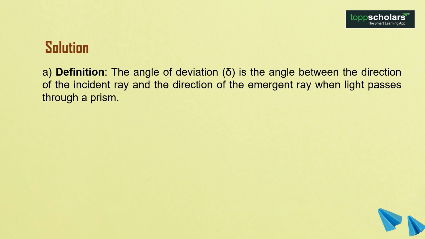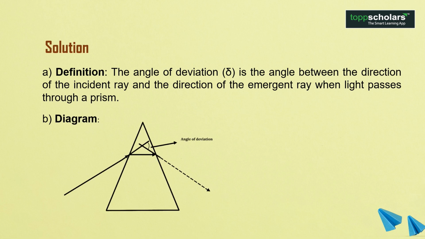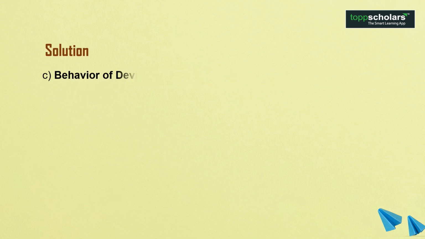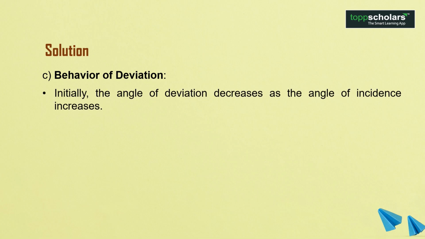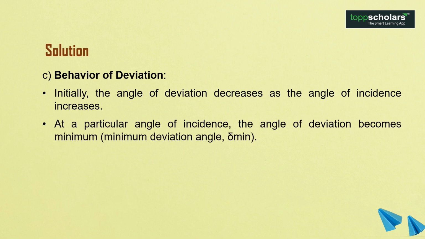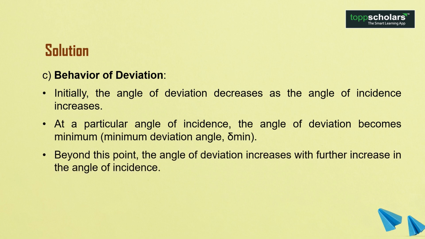Let us see the definition. The angle of deviation is the angle between the direction of the incident ray and the direction of the emergent ray when the light passes through a prism. The diagram. Here it is. Let us talk about the behavior of deviation. Initially, the angle of deviation decreases as the angle of incidence increases. At a particular angle of incidence, the angle of deviation becomes minimum, that is minimum deviation angle. Beyond this point, the angle of deviation increases with further increase in the angle of incidence.